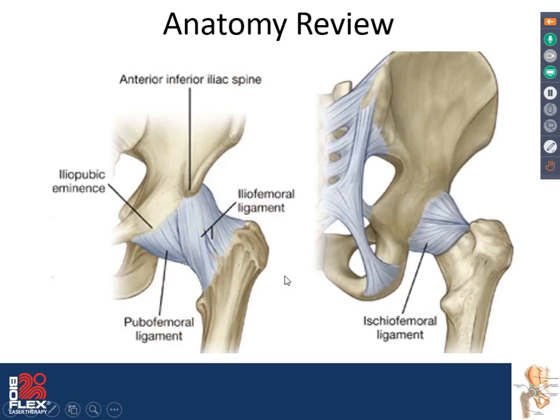The joint capsule of the hip is extremely strong. Actually, it's the strongest joint capsule in the human body. Recall that there's 3 parts to it, the pubofemoral ligament, iliofemoral ligament, and ischiofemoral ligament that all form the joint capsule, which helps to stabilize the hip joint itself.